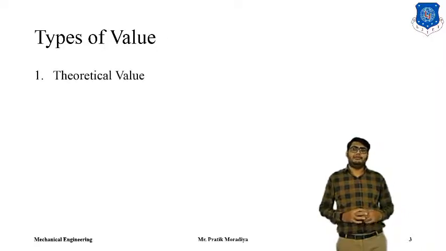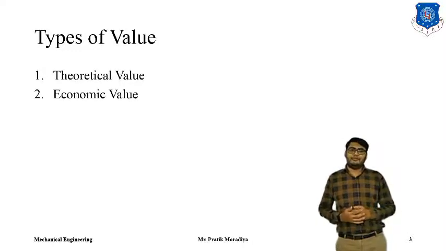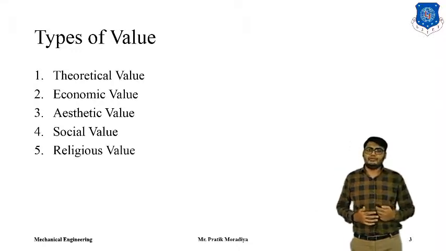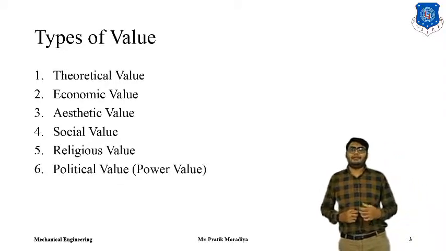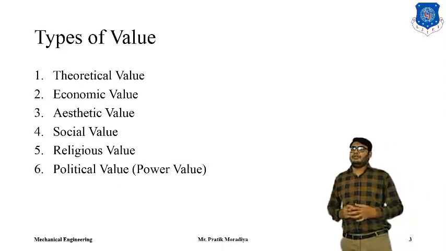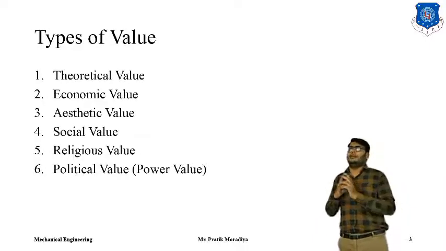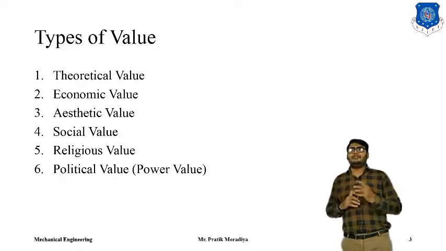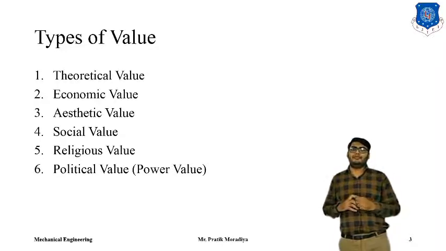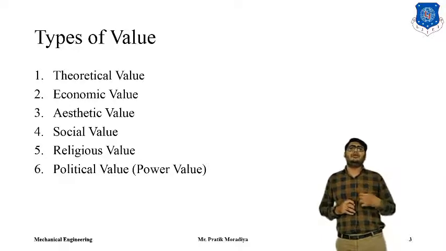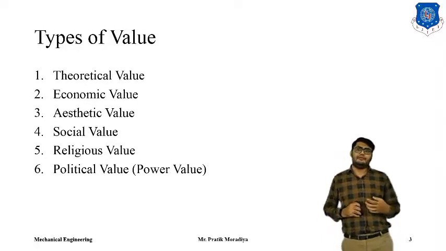Now, different types of value. What are the different types of values? There can be theoretical value, there can be economic value, there can be aesthetic value, there can be social value, there can be religious value, and there can be political value or power value. This is what our approach to value by philosophical point of view is. So let us first discuss all this approach of philosophical values, and then we will discuss what value means to us when we talk about product design.